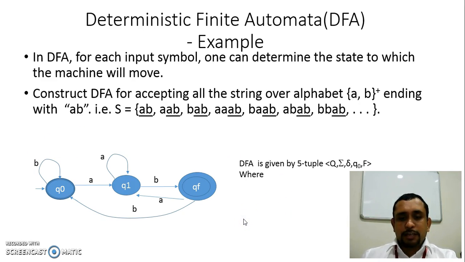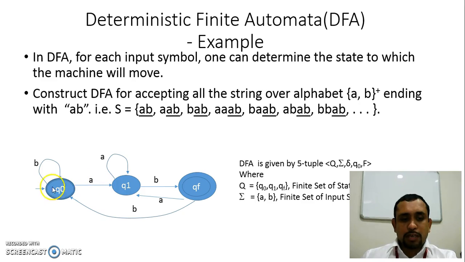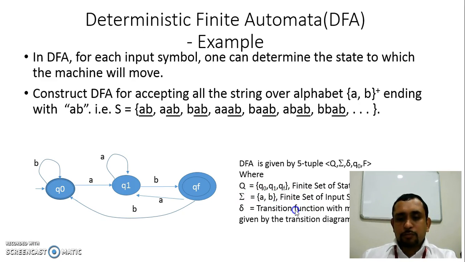Let's try to represent it in terms of notation form. Capital Q consists of Q0, Q1 and QF as three states. This is a finite set of states. Summation, here we are using only two symbols, A and B. So summation is shown as input alphabet, given as A comma B. Finite set of input symbols.